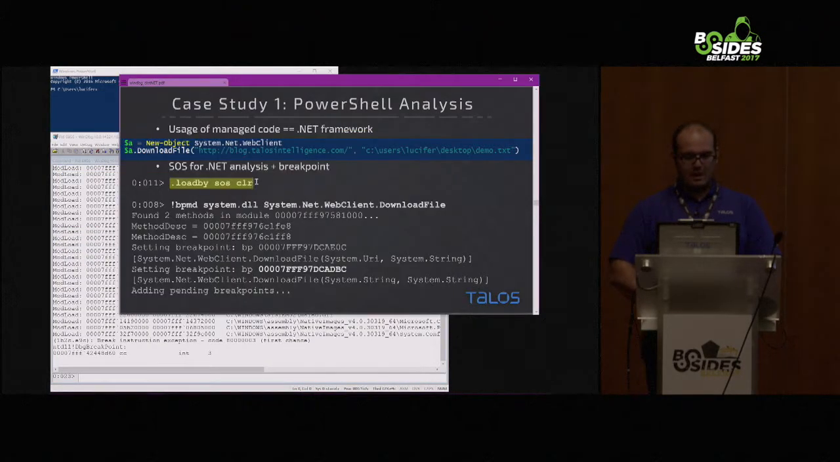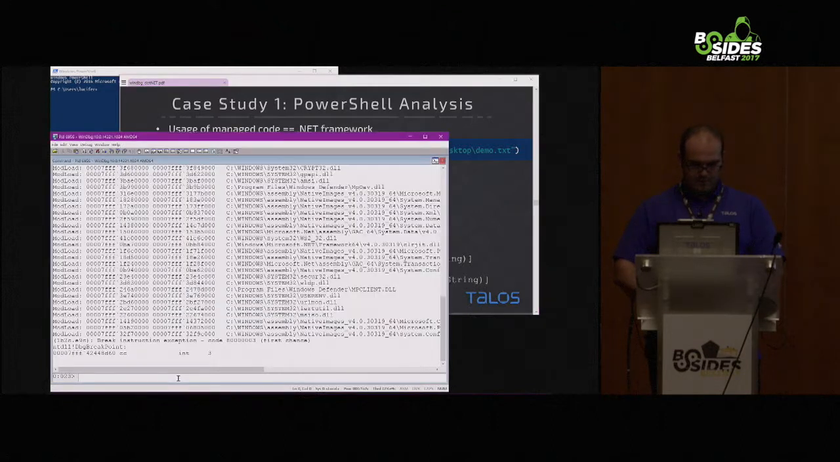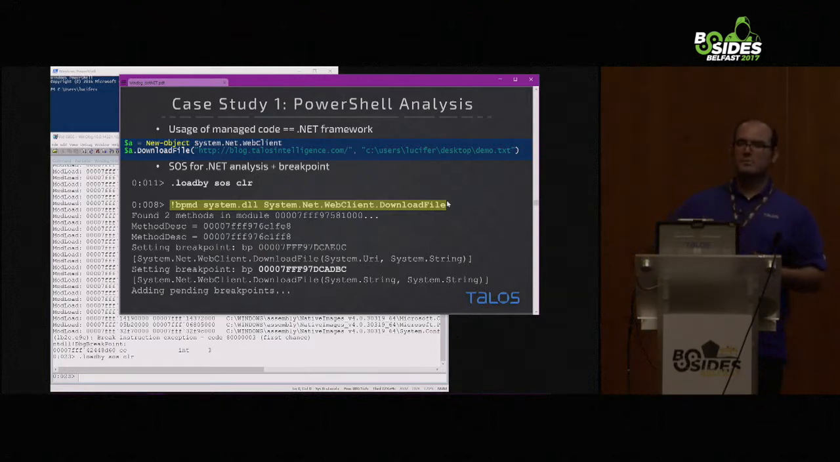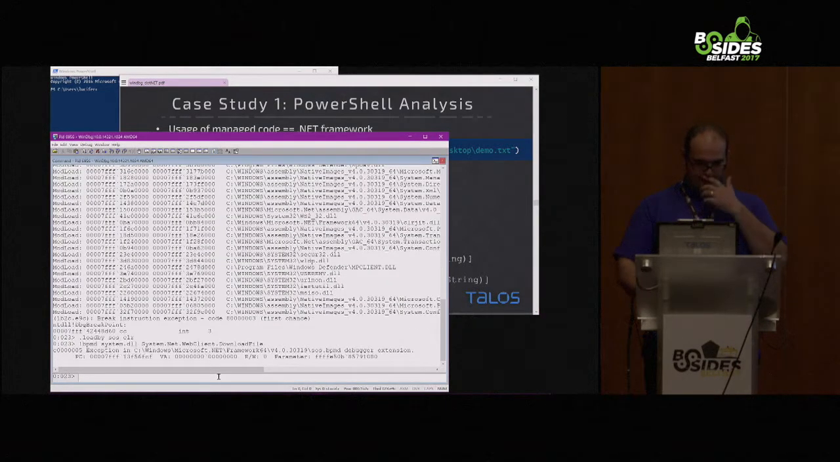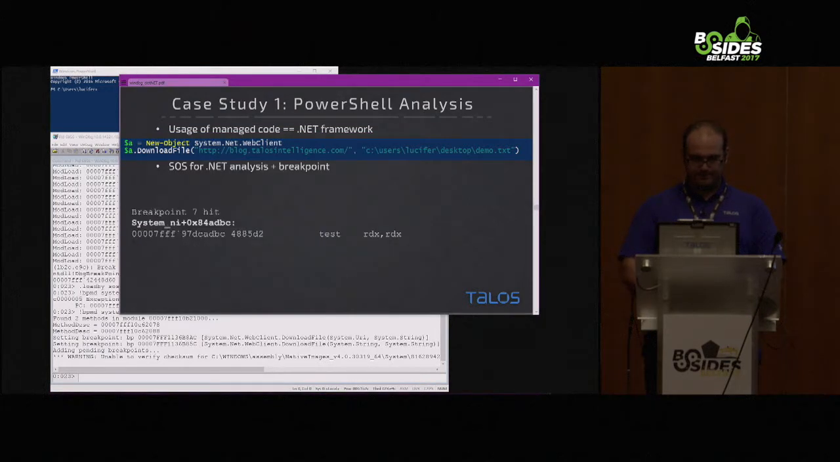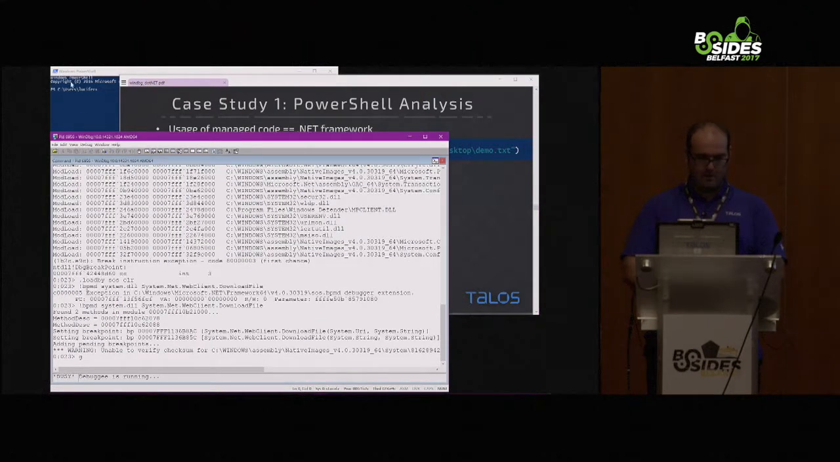Now, I'm going to do something a little bit different. I load the SOS extension as previously, but I want to breakpoint on the download file API. When you analyze a PowerShell script used by ransomware or banking Trojan, usually it downloads something from the internet and executes it. And it uses download file to do this task. I breakpoint on it twice. And at this time, I can allow execution.